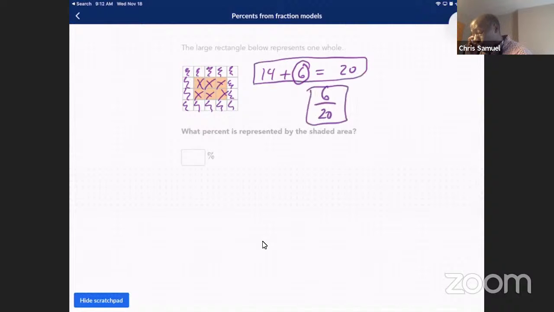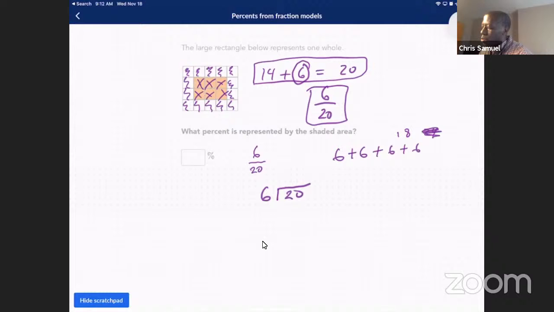What we want to do is say what percent is represented in the shaded area. Well, this one is a little outside the easier scope of what we usually do. So we could start with 6/20 and start dividing it. How many times can 6 go into 20? 6 plus 6 is 12, and if we add another 6 it's 18. The next 6 would get us 24, and that's too big, so we're going to use 18.